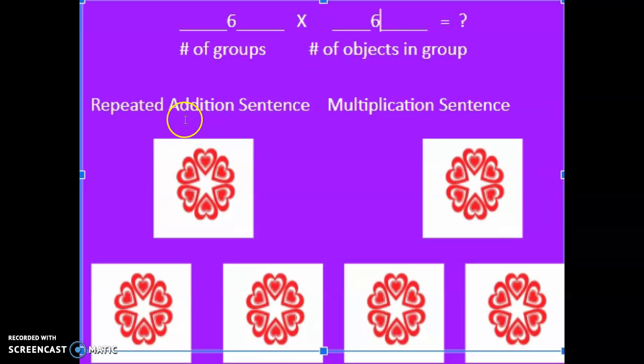Now, if I want to write a repeated addition sentence here, I know that I'm going to have 6. How many groups I have represents how many times I should see the number of objects. So I'm going to have to see 6 times. So I'm going to do 6 plus 6 plus 6.